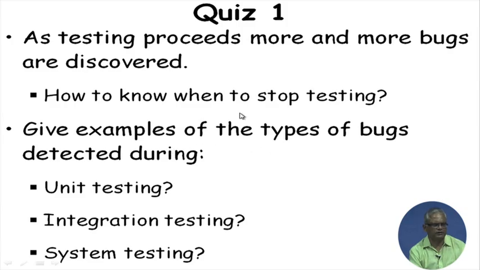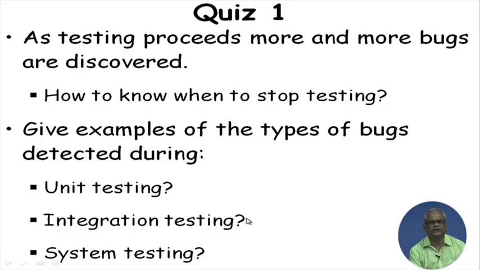Now, another question is: give some examples of bugs that are detected during unit testing, integration testing and system testing. So, what is a bug that will be detected during unit testing? Okay, the answer is one can detect an algorithm error or a programming error. A programmer possibly interchanged two variables, instead of i he wrote j, or maybe he did not implement the algorithm correctly. So, these are types of bugs that are detected in unit testing.